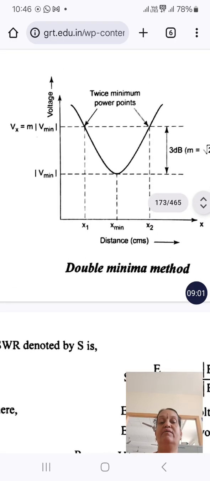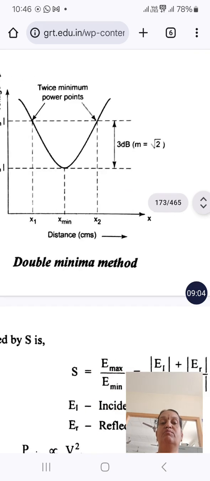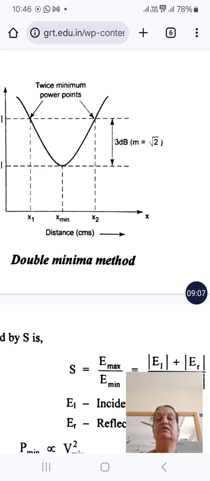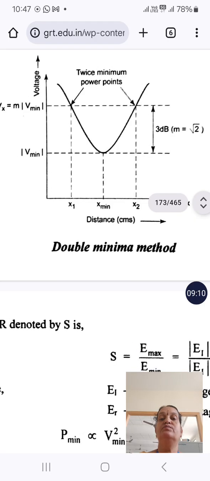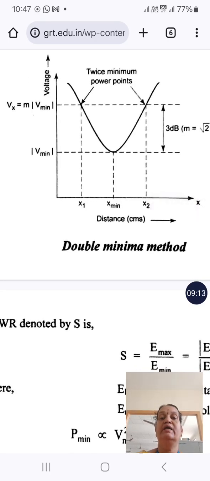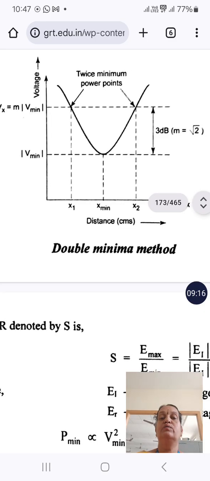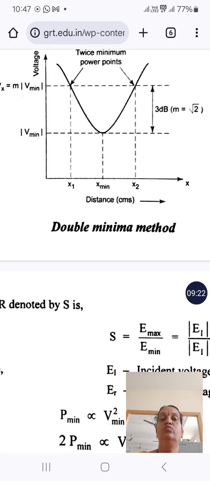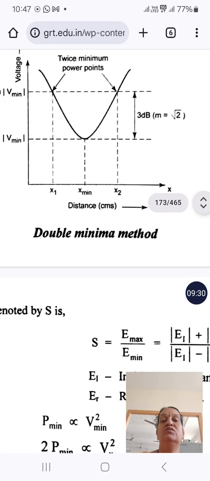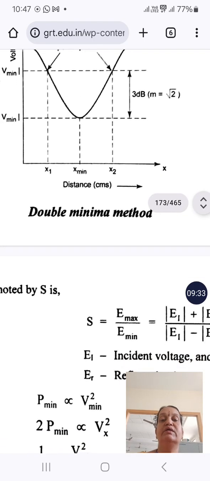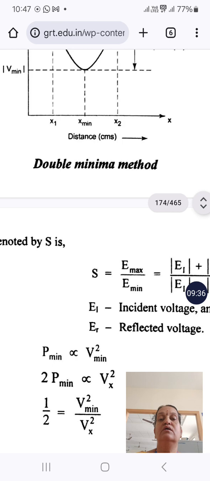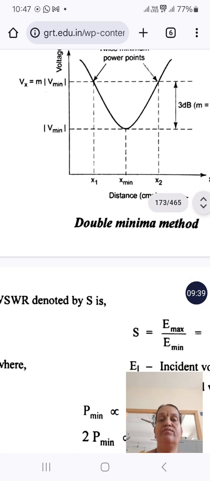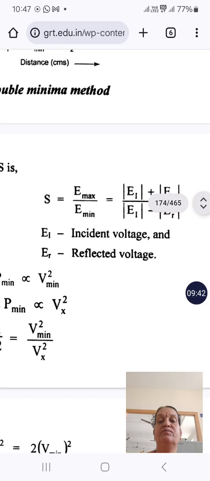And we have a graph for this double minima method. With the same setup, we can measure the Vmax value and Vmin value and put them in a graph. The minimum point occurs twice, whereas the maximum point is only one point, and the two minimum points we can take as x1 and x2. X minimum is x min, and for the values we take the 3 dB lines and extend them to the lower line. So through the graph we have this set of things.